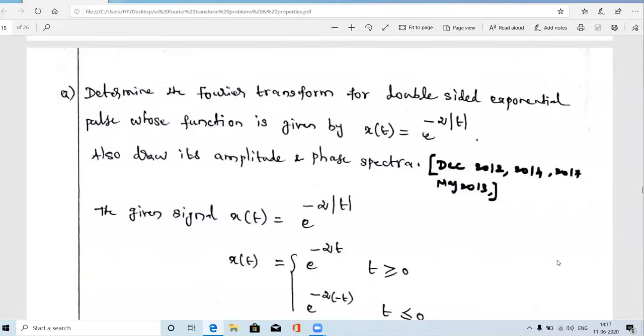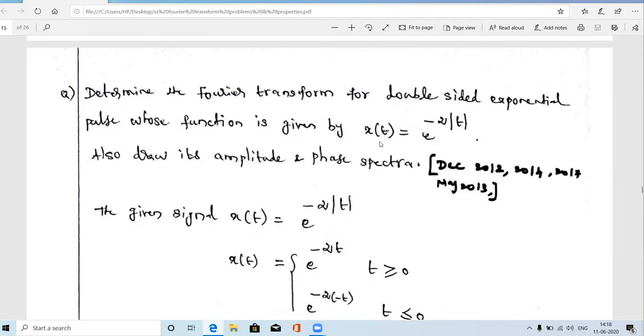Welcome to my channel. So today's video we are going to solve one important problem using the Fourier transform. Already we discussed some problems in the Fourier transform in the previous videos. So here we are going to solve the signal x of t equal to e power minus 2 modulus t. We already solved a problem similar to this.